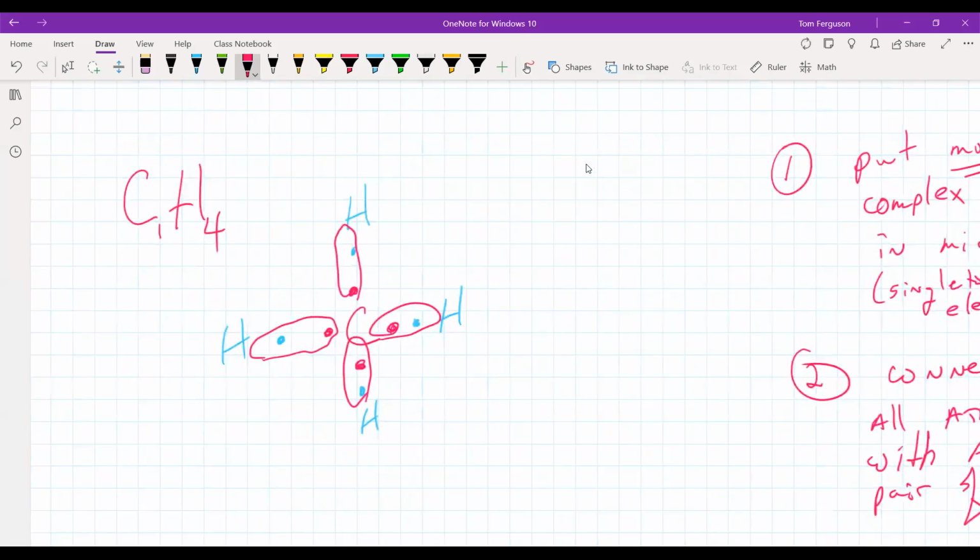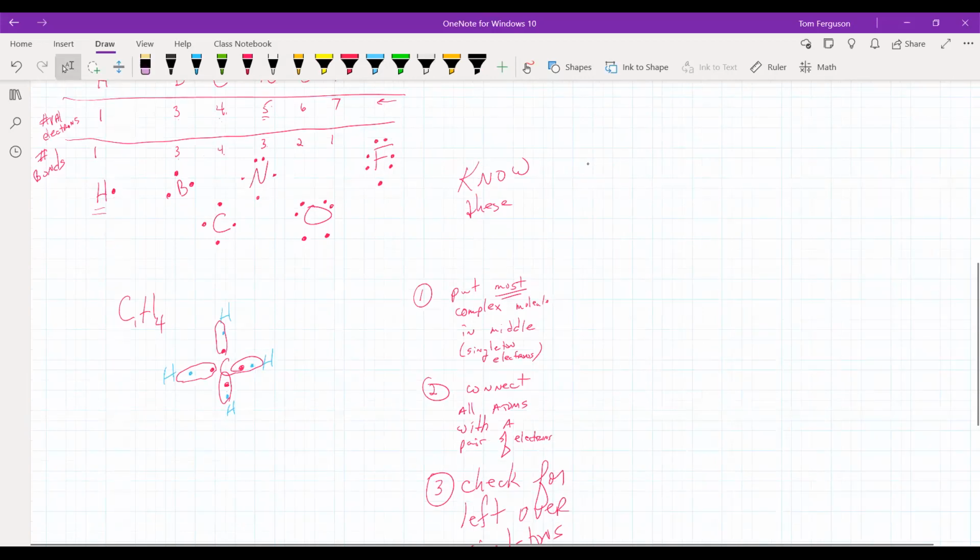How many bonds should carbon have? 4. Well, let's count: 1, 2, 3, 4. So carbon's good. How many bonds should hydrogen have? 1. The top one has 1, the one on the left has 1, the one on the bottom has 1, the one on the right has 1. So we've met that criteria. Does everyone see how we validate the number of bonds?